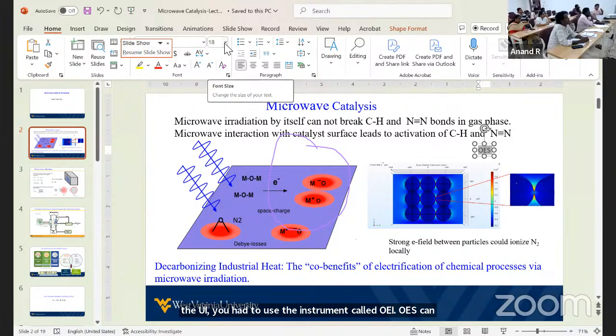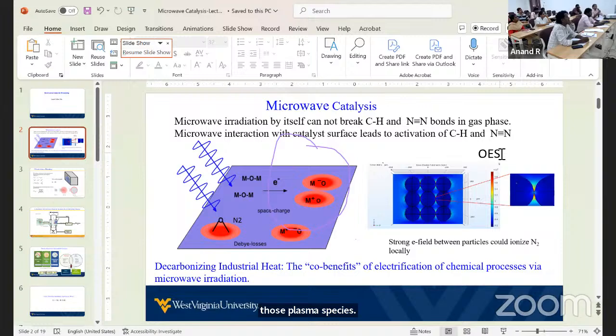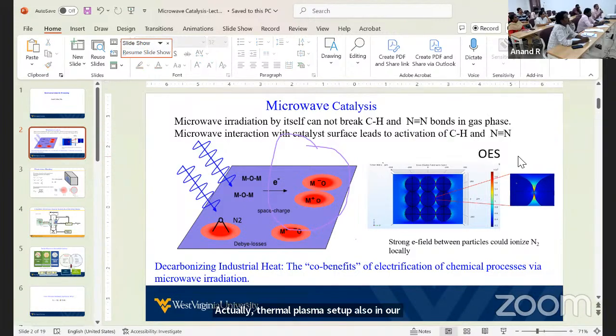Yes, sir. Actually, we have a thermal plasma setup also in our laboratory. We generate thermal plasma with the aid of nitrogen as well as with the help of argon. We tried, but we have not tried with microwave. In microwave, I will give it a try, sir. Initially, we have to initiate with argon. Later, we have to supply nitrogen.